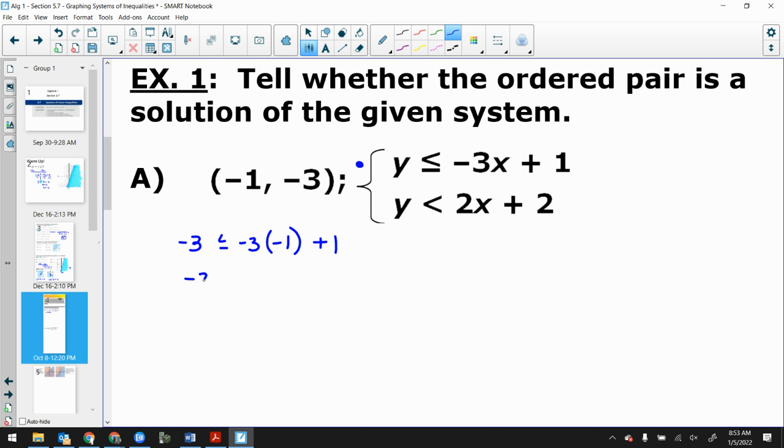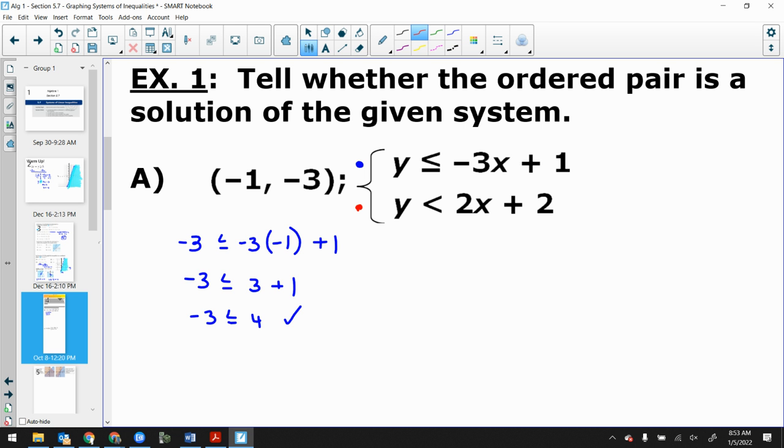Okay, let's run the numbers. -3 less than or equal to 3 plus 1. -3 less than or equal to 4. Is that a true statement? Is -3 less than or equal to 4? Yeah, that checks out for the first inequality. Now we just have to check it for the second inequality.